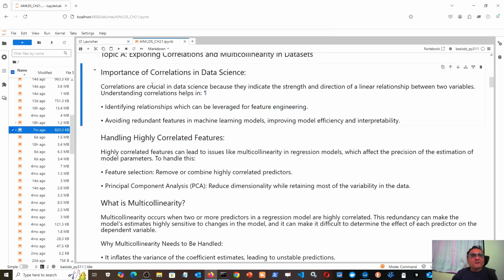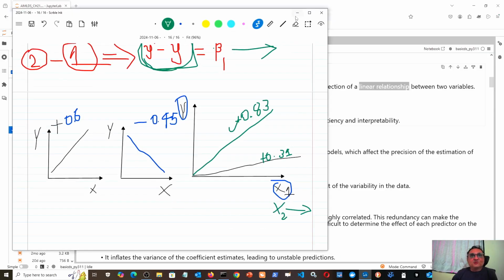So correlations are important because they indicate the strength and the direction of linear relationship. This is very important. I have explained two keywords, strength and direction. And the third keyword is this linear relationship, because we mostly find Pearson correlation, or the other is called Spearman correlation.